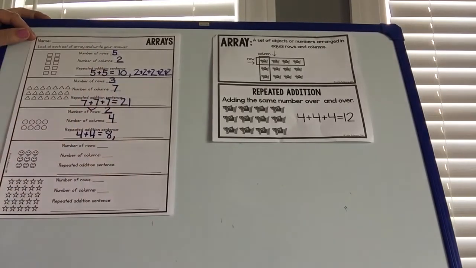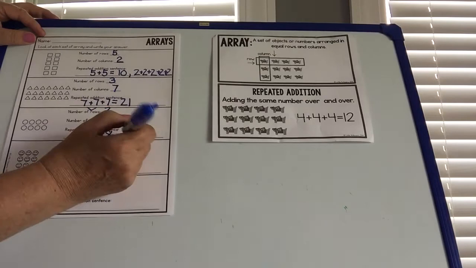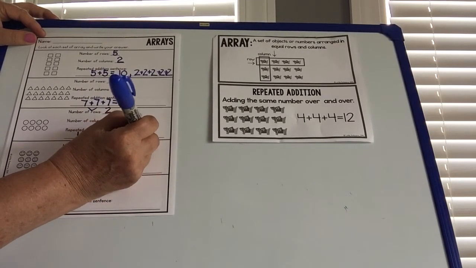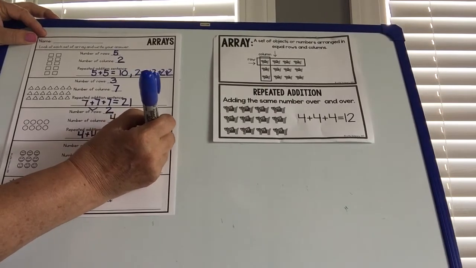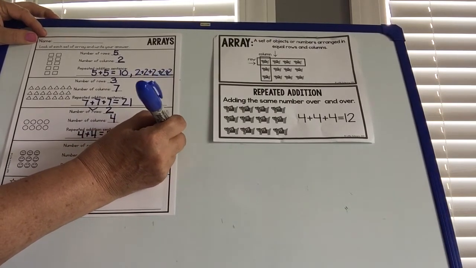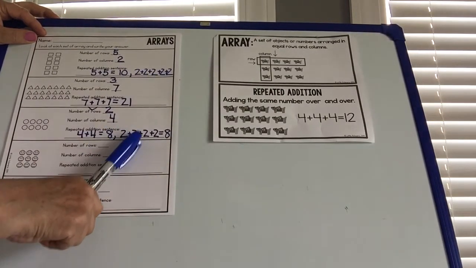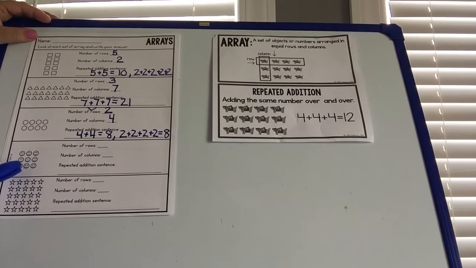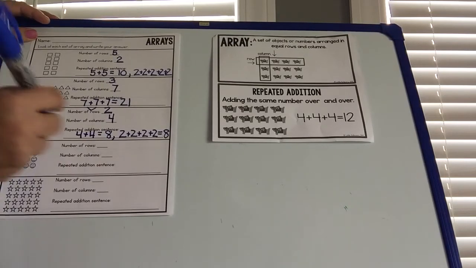Nice job. Another repeated addition sentence could be, we could add our 2's. 2 plus 2 plus 2 plus 2 equals 8. 2, 4, 6, 8. That's right, boys and girls. Nice job. Well, let's look at our smiley faces. We have how many rows of smileys? 1, 2, 3 rows.